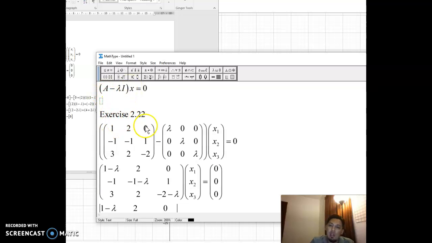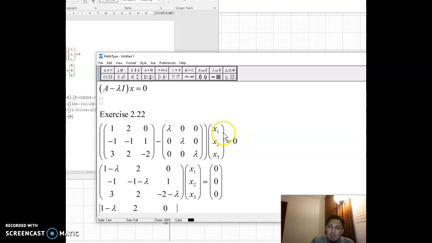So this is the A minus lambda I. Basically this lambda will be multiplied with the identity, hence it will become like this. And this is our x. I just input everything in our formula. We have A minus lambda times I, which is this, and then x equal to 0.